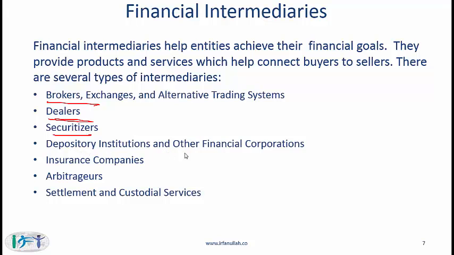Depository institutions and other financial corporations. Your classic depository institution is a bank which collects money from depositors and then lends that money to companies. Insurance companies, which are companies that take away risk but then obviously charge for it. Arbitragers are people or entities who try to exploit mispricing in the market. And then you have settlement and custodial services.